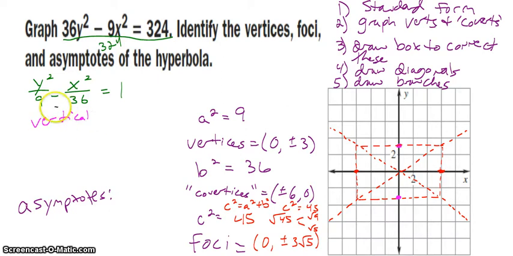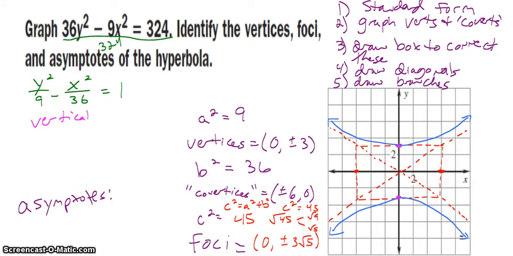This particular one was vertical, so I know that these two are the actual vertices that I'm going to be graphing off of. So, off of my actual vertices, I graph my hyperbola branches.